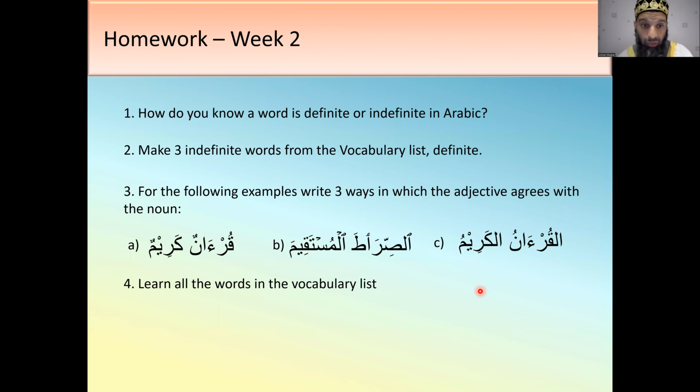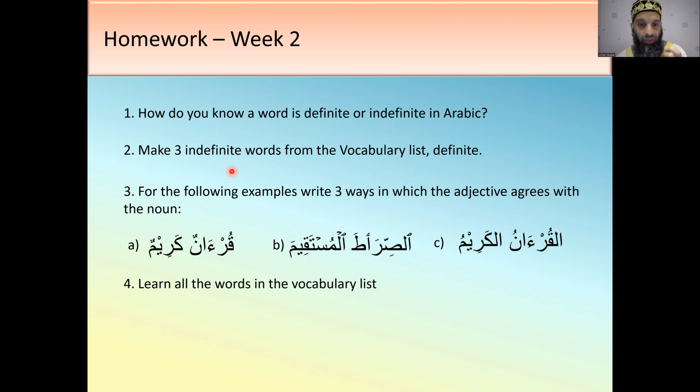Right. Lastly, how do you know a word? So this is the homework. How do you know if a word is definite or indefinite? Just to give you the answers as well, write it down if you want. A definite word is a word that has an alif in front of it, at the start. Indefinite is one that doesn't have the alif in front of it.